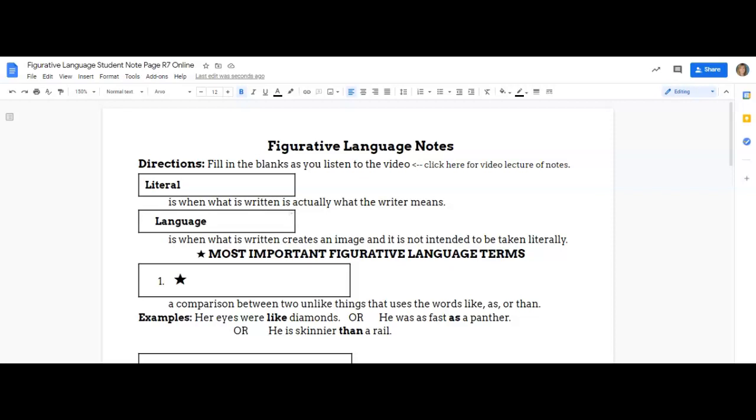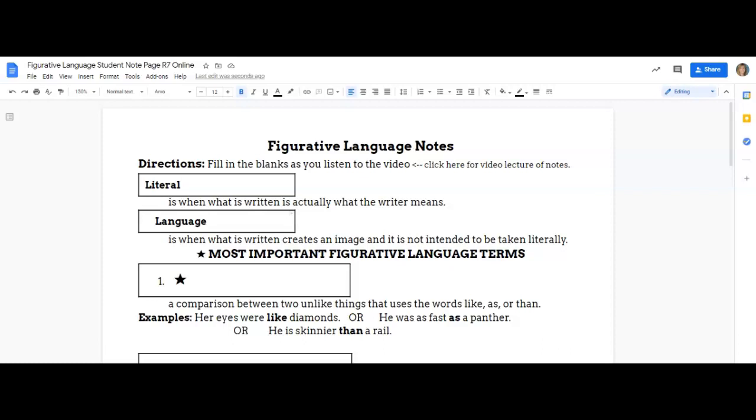Hi everyone, this video is to help you figure out the terms on your figurative language notes. This video is going to be brief and to the point. It might be beneficial to show up to the class meeting to get some more elaboration and discussion if you need to understand these terms more thoroughly.